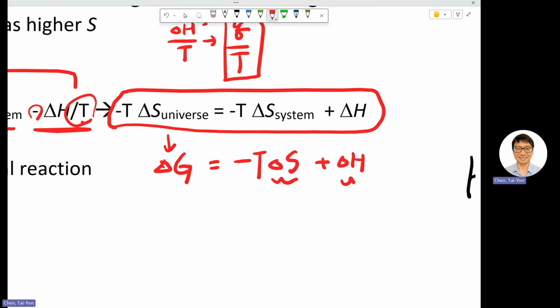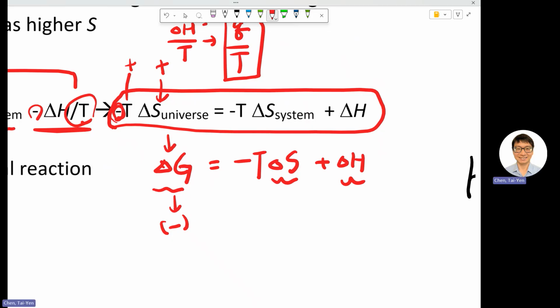The reason they want to do this is because right now your delta S and delta H are the information they can get from your system directly. So you can just look at the system now without worrying about your universe. Then you can predict whether things are going to happen or not. And because your delta G was defined as negative T times your delta S universe, and delta S universe is always positive and temperature is always positive, that means if you have a spontaneous process, your delta G will always be negative.